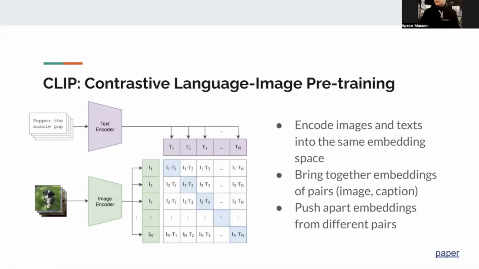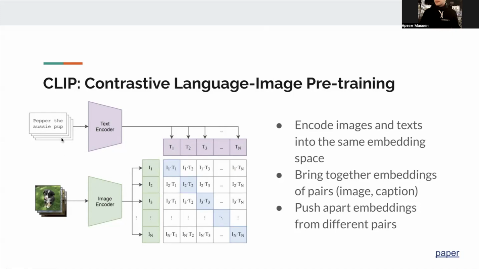Another part of our lecture is the CLIP model, Contrastive Language-Image Pre-training. What is the main idea of this model? That it combines two modalities, texts and images. Let's talk a little about how it was trained and its architecture. The main idea is that there are two encoders, a text encoder and an image encoder. The text encoder takes texts and the image encoder takes images, and they encode them.